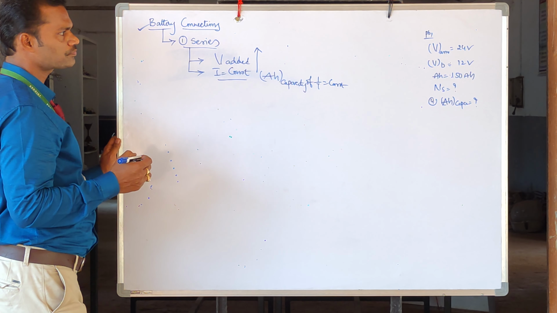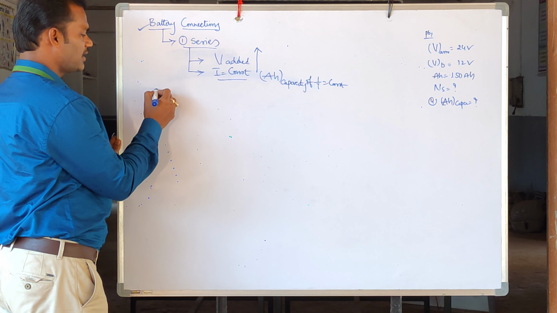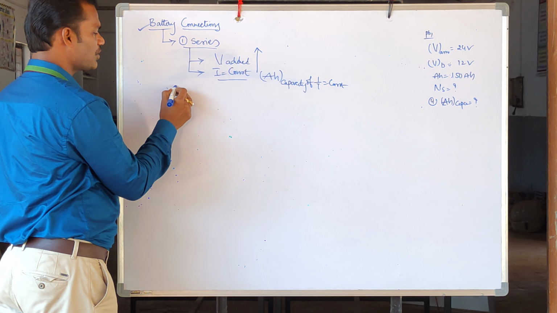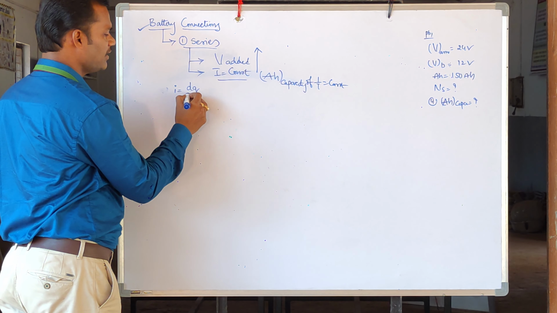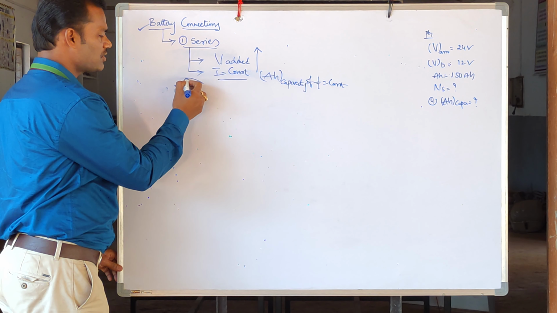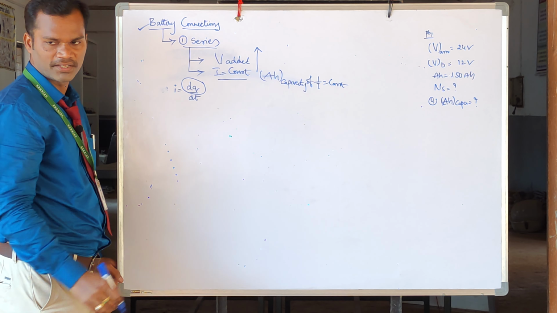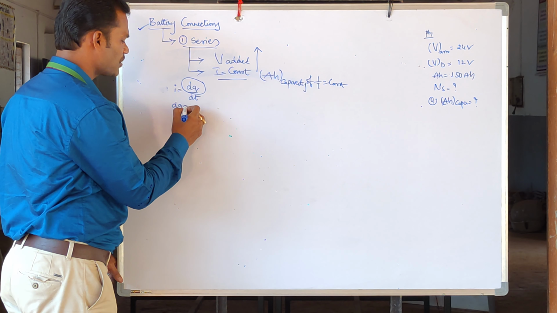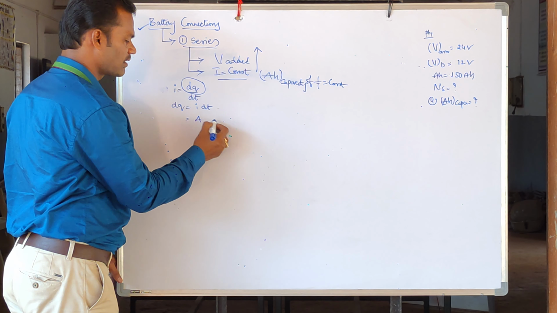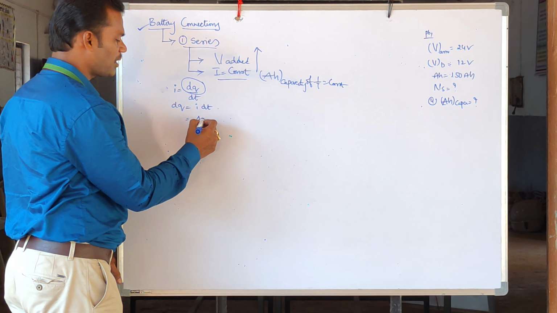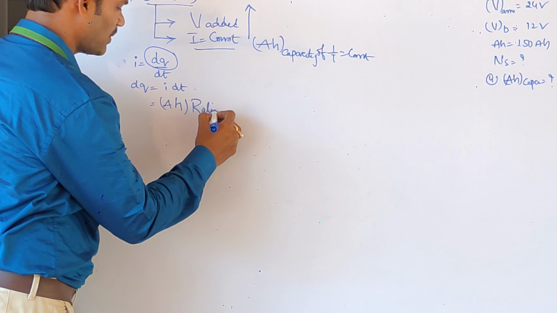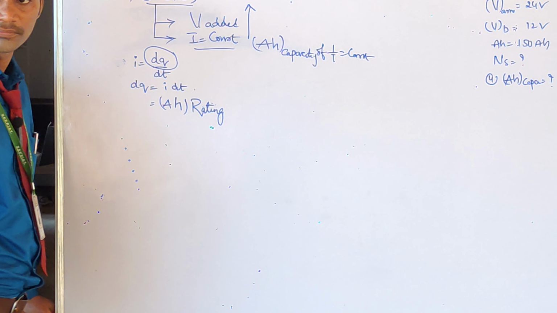So generally, how to identify the number of batteries? What is the formula for current? Current I is equal to dq by dt, right? I want to understand the amount of charge accumulated in a battery, so the charge is dq equal to I into dt. Current is expressed in amperes and time in hours. Therefore, the rating of a battery is the ampere hour rating.